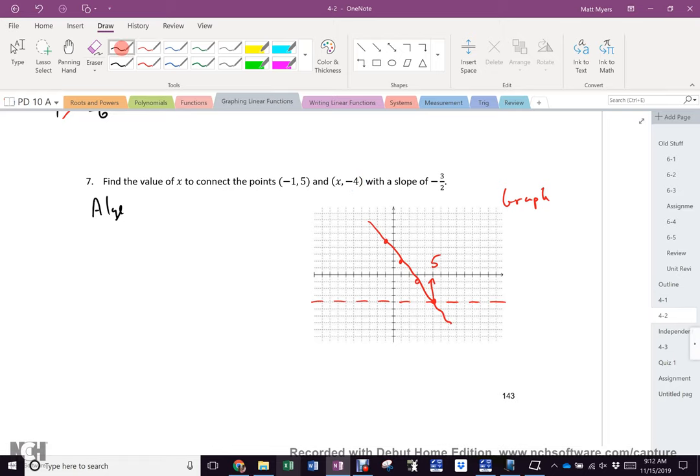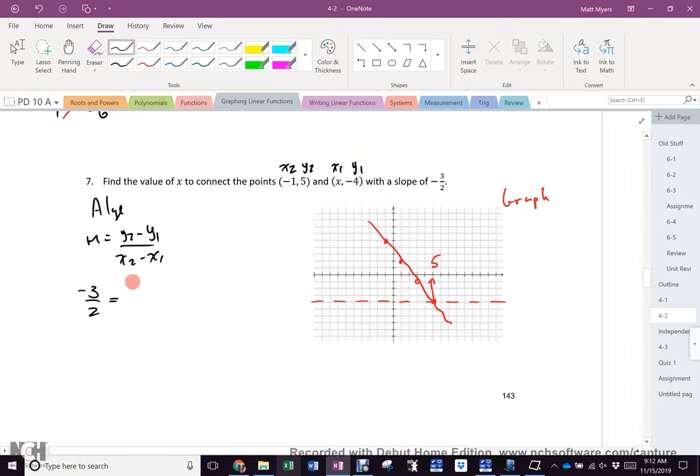No problem. Now, for the sake of argument, let's make this guy x2, just because. So what does that make this guy? And what does that make this guy? And what does that make this guy? Y1. And m equals y2 minus y1 over x2 minus x1. What is our m? Negative 3 over 2.